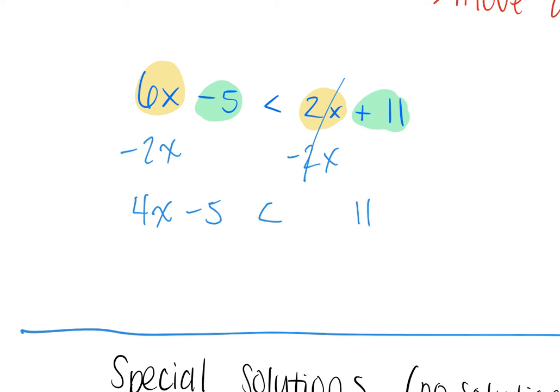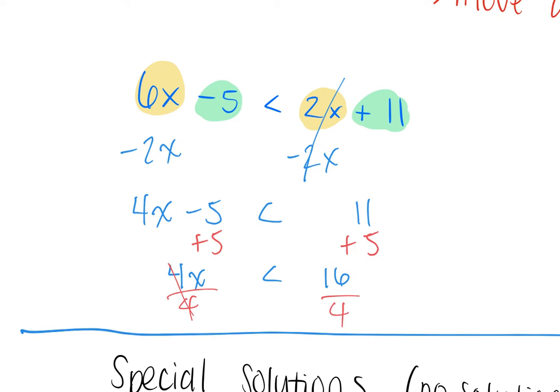Now, there are still like terms that are not on the same side. What should we do next? Rihanna? Add 5. I love it. Add 5 to both sides. So we're going to get what? Nick? 4x is less than 16. You can divide 4 on both sides.